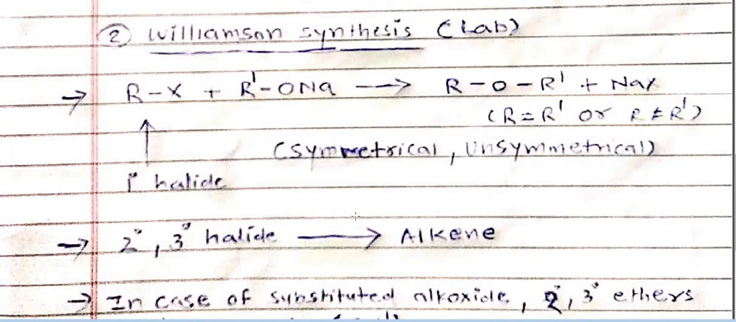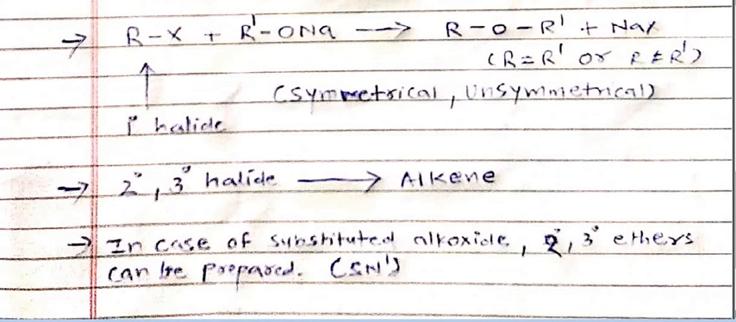Okay, so the primary halides when reacted with sodium alkoxide always give you ether. While in case of secondary and tertiary halides, what happens? It always gives you alkene. Okay, now what happens if you have the secondary or tertiary alkoxide? That means in case of substituted alkoxide, you are going to get the secondary or tertiary ethers, and that follows the SN1 mechanism. That means if you want to prepare primary ether, then you need to take the primary halide.